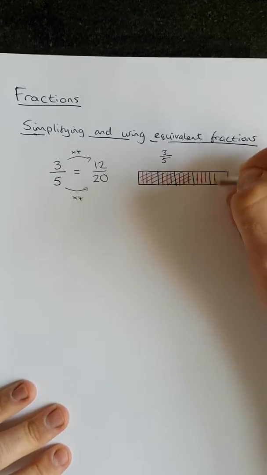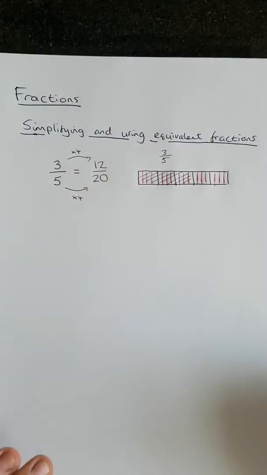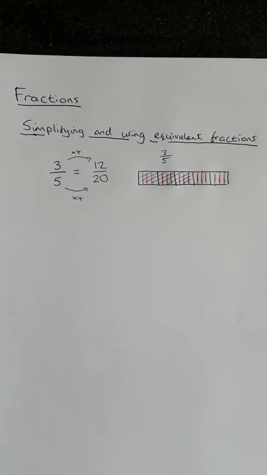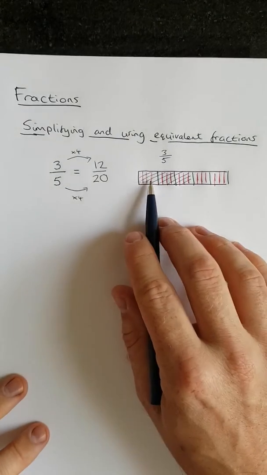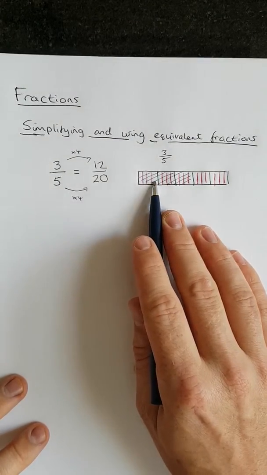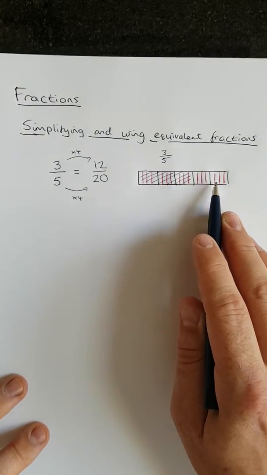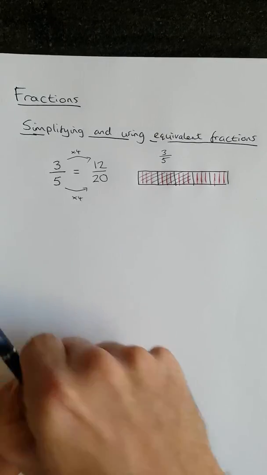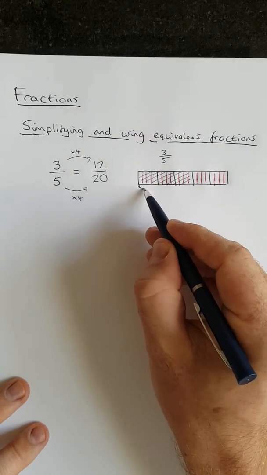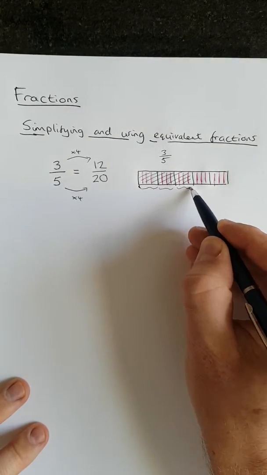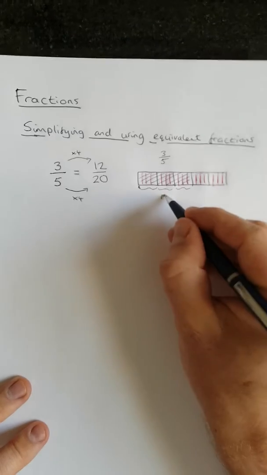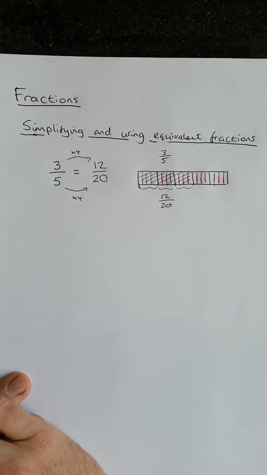Look at what I'm doing. I've chopped each section into 4 equal pieces. Now there are 1, 2, 3, 4, 5, 6, 7, 8, 9, 10, 11, 12, 13, 14, 15, 16, 17, 18, 19, 20 bits in total. 4, 8, 12 of those are shaded.